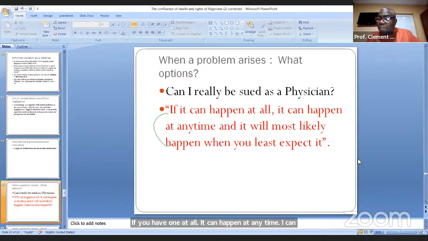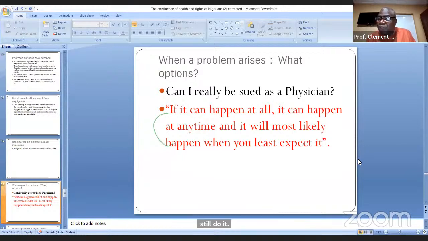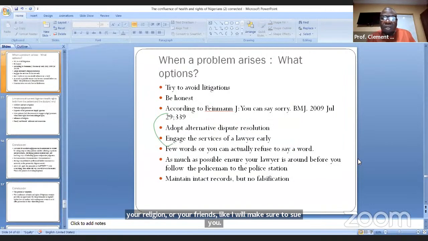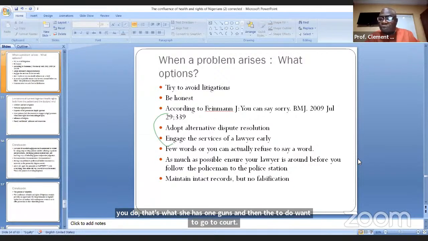Remember, even if you are treating your relations and your friends, still do it according to the standards. Don't say because it is free. It's your relations and your friends that can even make sure they will sue you, saying because you are my friend, you used fake drugs for me and all that. When a problem arises, despite all this, no matter what you do, there are some patients who are litigants, who at any little thing want to go to court. Despite all you do, you may not be able to escape.